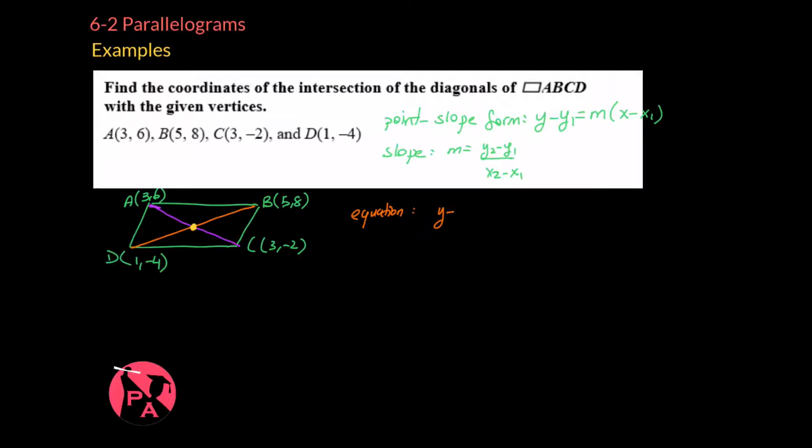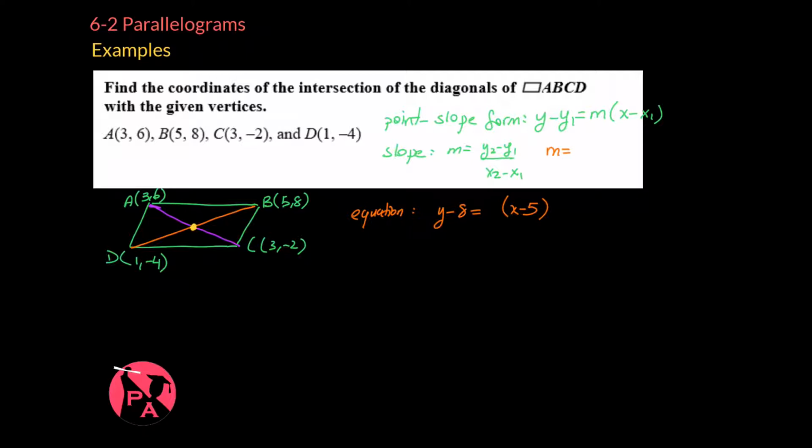So y1 is going to be either this coordinate or this coordinate. It can be the y coordinate of either of these points, D or B, because they are both on the orange line. But I'm going to use this point because they are positive numbers. It's going to be easier for me to set up the equation. So the y coordinate of point B is 8: y minus 8 equals m times x minus x1. x1 is 5.